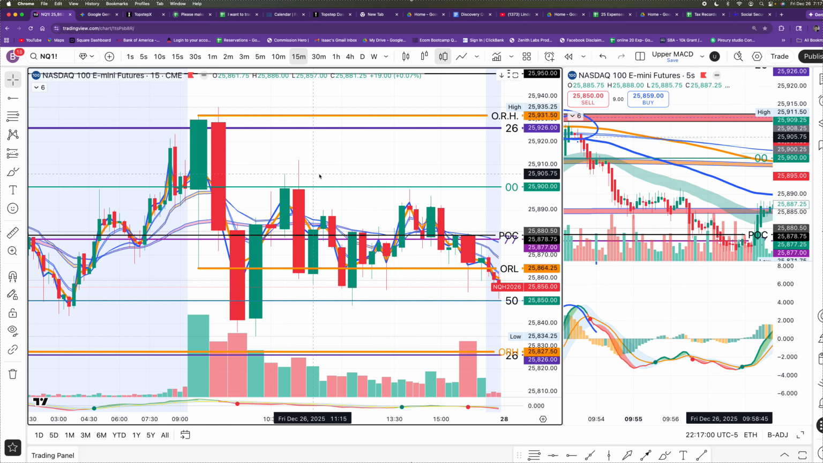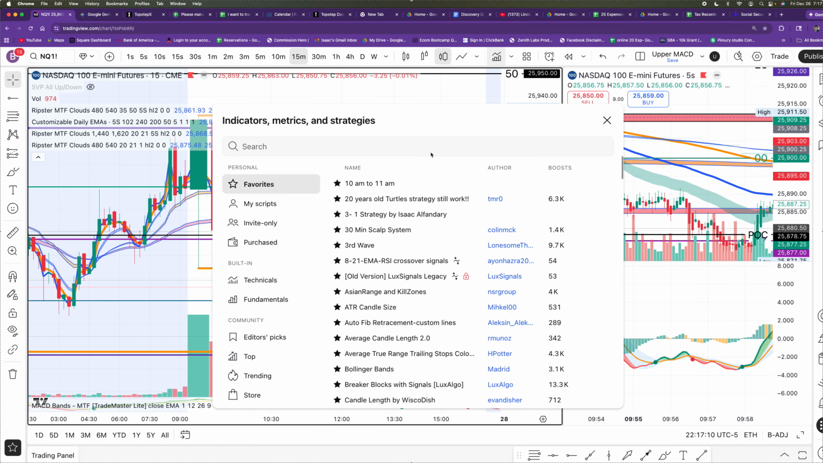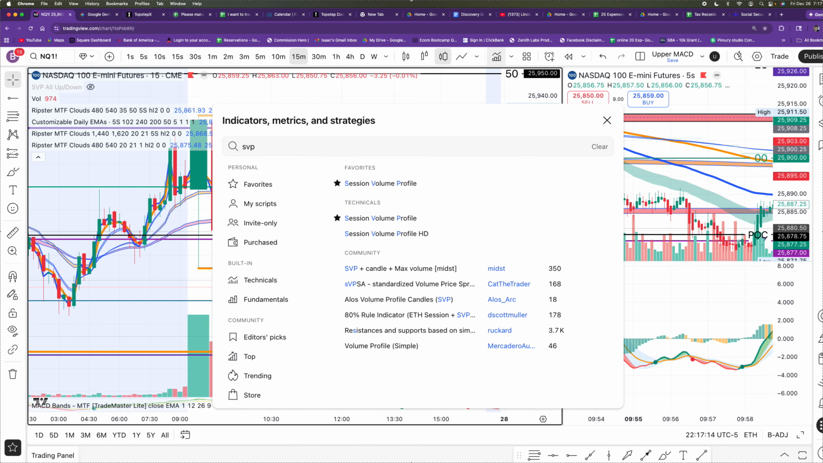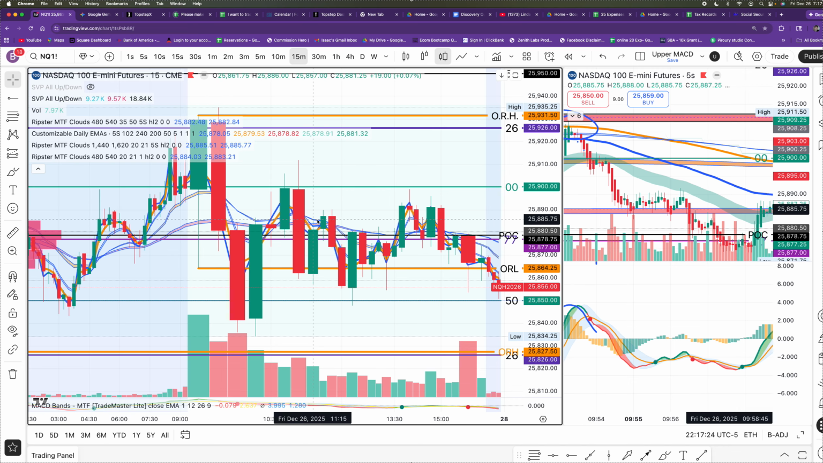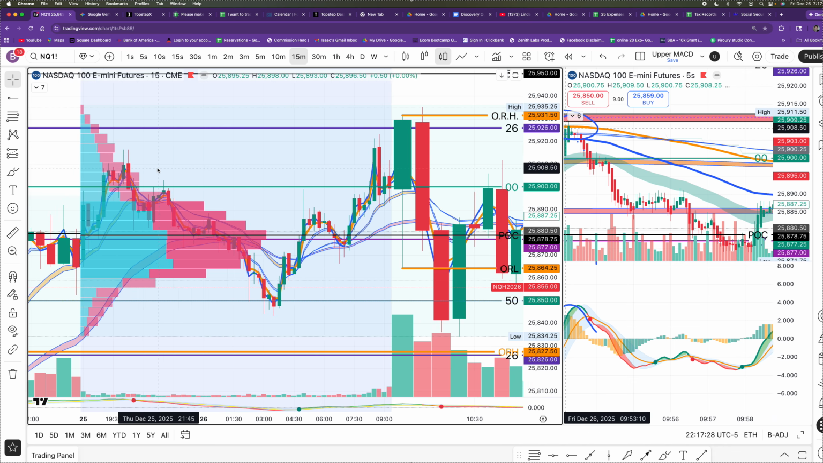Session volume profile, essentially what you're doing with it is, let me just go ahead and find this real quick in the indicator section. SVP, I think it's called Session Volume Profile. All right. So what it's going to do, it's constantly updating. So it's a fluid indicator.